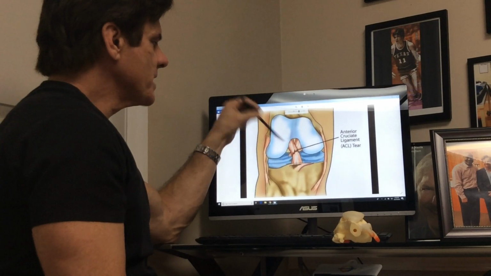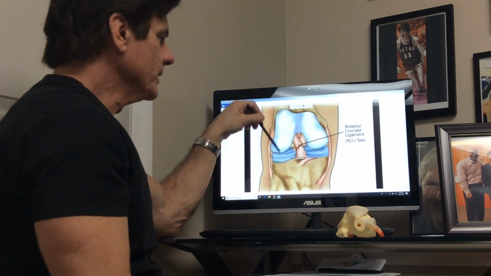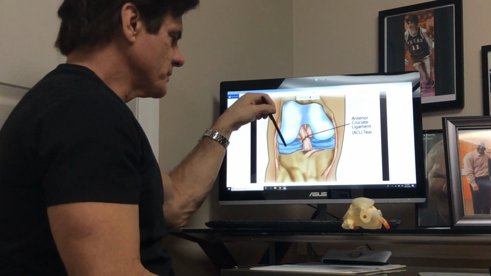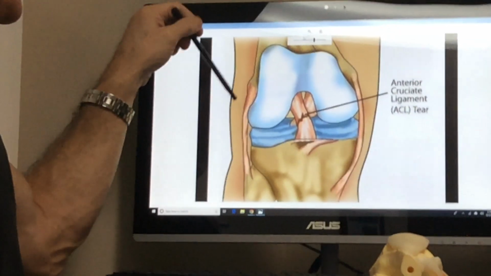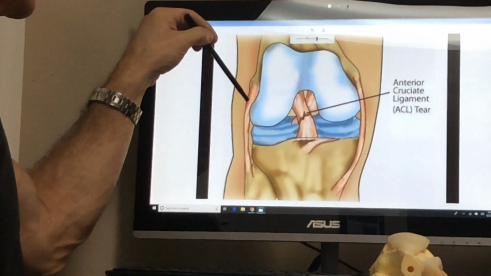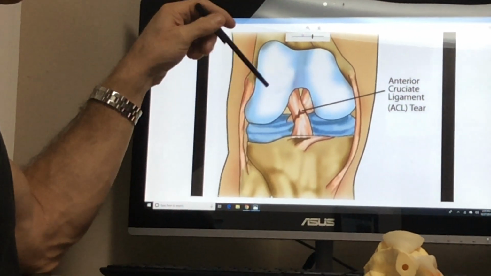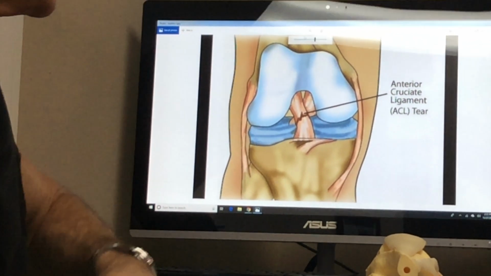If you have both of these tears, frequently it's such a violent injury that the meniscus, which is usually the medial meniscus, but the lateral meniscus can tear as well. The terrible triad is known as the medial collateral, the ACL, and the medial meniscus.